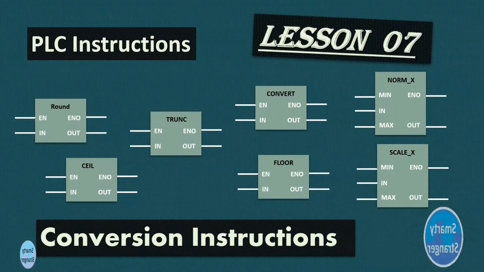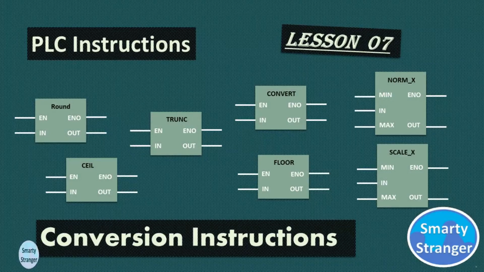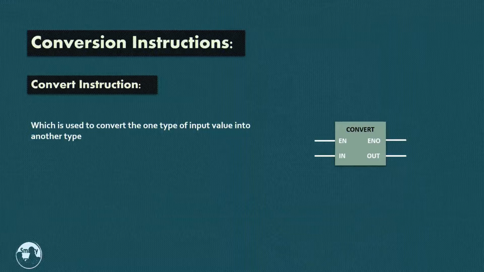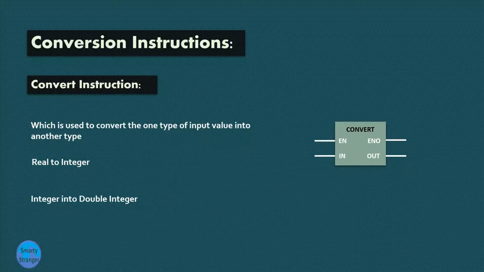Today we will study the basics of conversion instructions. Conversion instructions are used to convert one form of input data value into another form in the PLC program. A wide variety of conversion instructions are available in different brands of PLC. Some of them are Convert, which is used to convert one type of input value into another type. Simply, you can say that we can convert integer into real, real into integer, integer into double integer, integer into character, and etc.